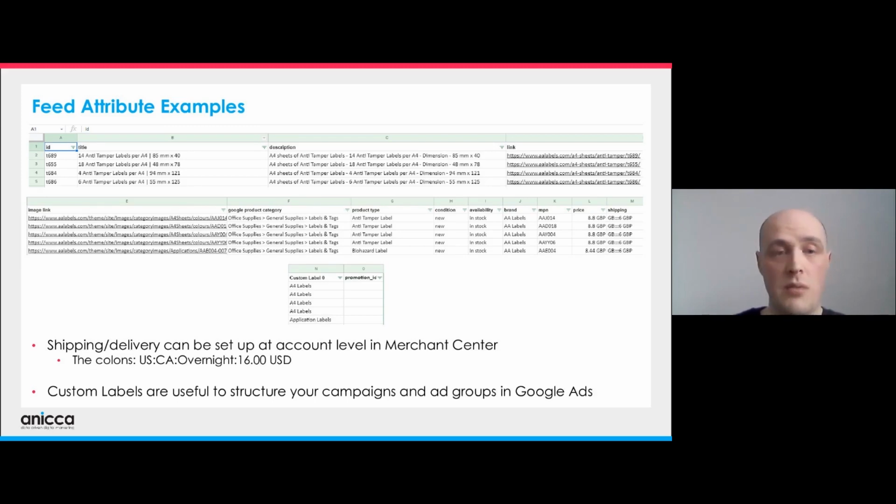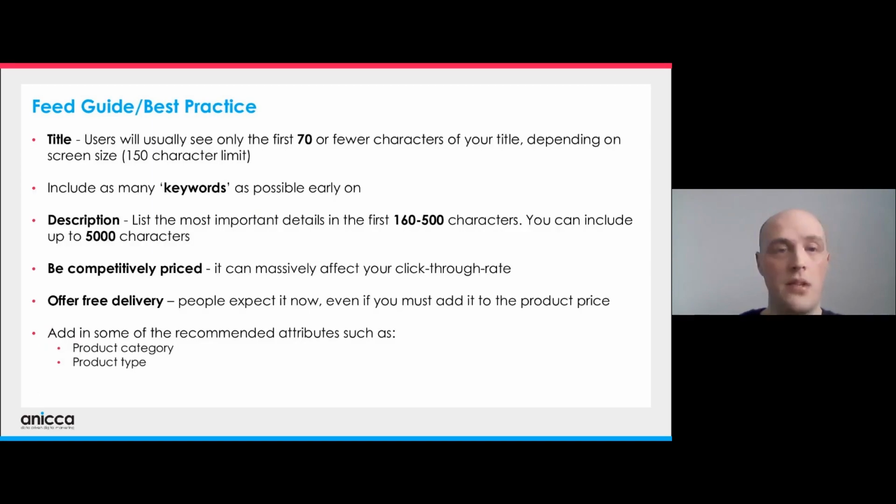And I say custom labels are great for structuring your campaigns in Google Ads. As I've mentioned, best practice: users will only see the first 70 characters or fewer, depending on the screen size. If they're on mobile, you've got to get as much in as possible early on. In these 70 characters, you want to include as many keywords as you can. It's essentially what you think people will be searching for based on the products you're selling, so you want that as early on as possible.